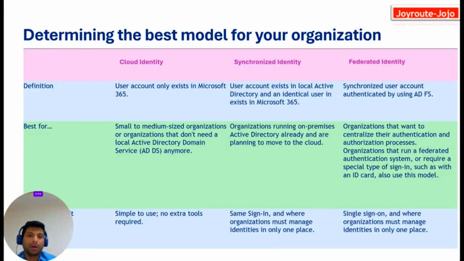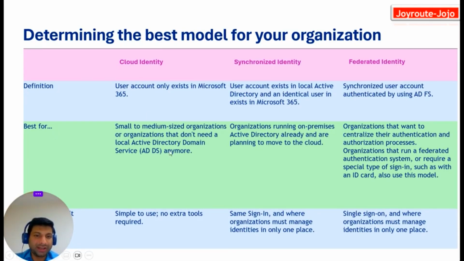Now we are going to compare all three: cloud identity, synchronized identity, and federated identity. What are the advantages? With cloud identity, the user account only exists in Microsoft 365. There is no account on-premise. When it comes to synchronized identity, the user account exists in the local Active Directory and an identical user exists in Microsoft 365. So whatever identity we have in the local Active Directory gets synchronized to Microsoft 365. When it comes to federated identity, the user account is authenticated by using ADFS, which means it's a third-party method. You can use it and you can integrate.